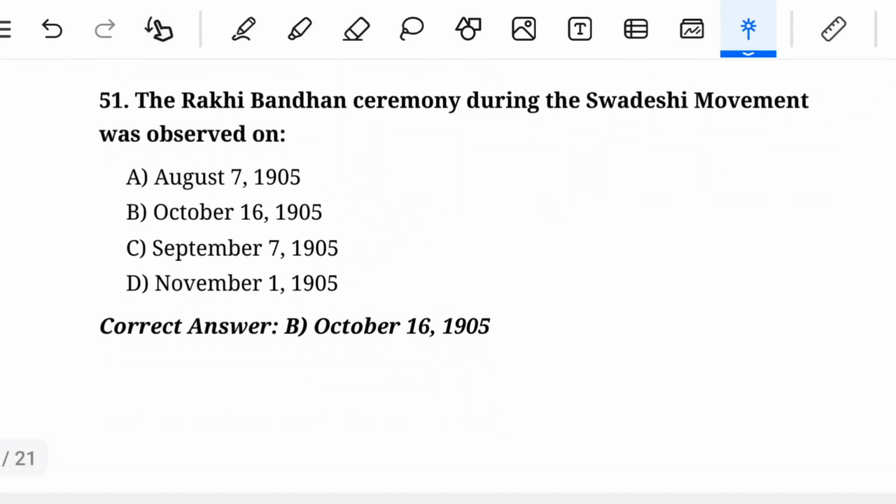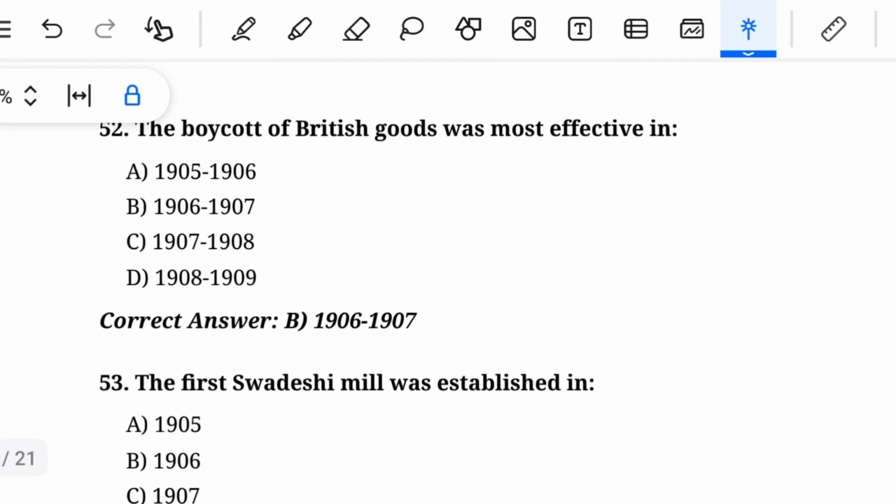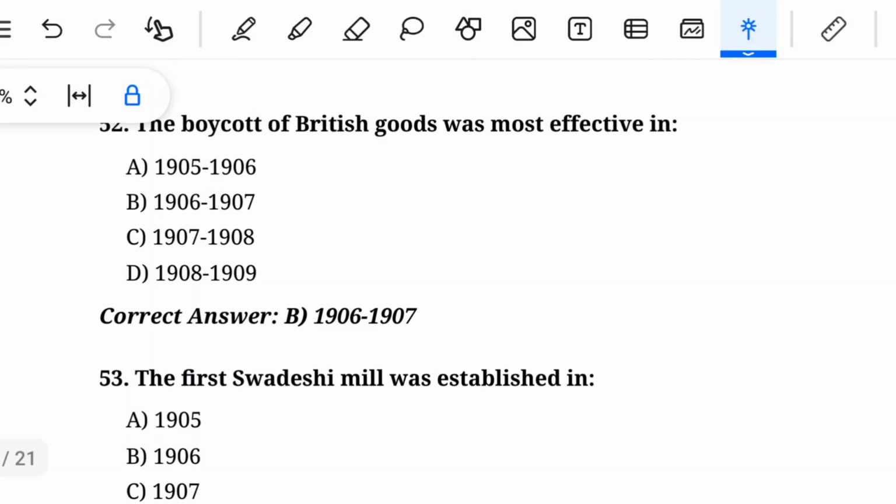51. The Rakhi Bandhan ceremony during the Swadeshi movement was observed on A. August 7, 1905, B. October 16, 1905, C. September 7, 1905, D. November 1, 1905. Correct answer B. October 16, 1905.